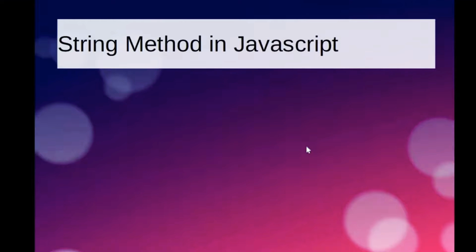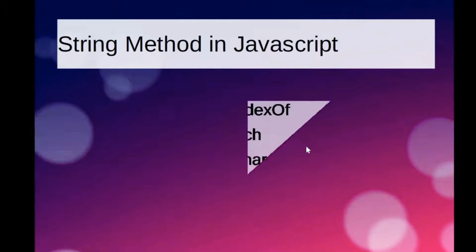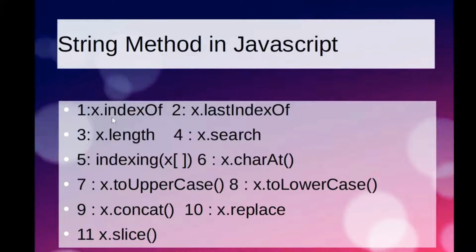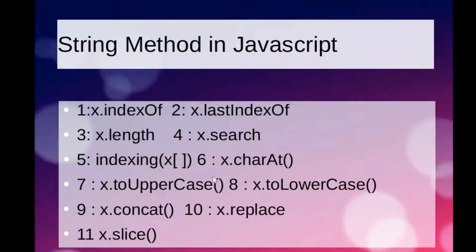Now we're talking about string methods in JavaScript. JavaScript has some string methods like indexing and slicing. As you can see, we have x.indexOf, which is one of the methods of string, x.lastIndexOf, x.length, x.search, x.charAt, x.toUpperCase, x.toLowerCase, x.concat, x.replace, and x.slice. And x is my string, so I am using a string dot my methods. These are some of the methods, and we will explain them one by one.